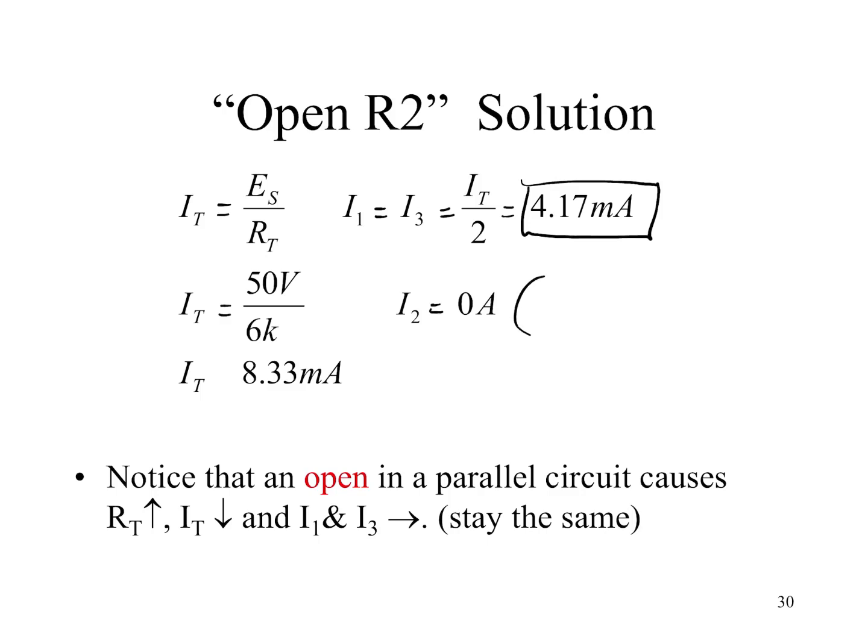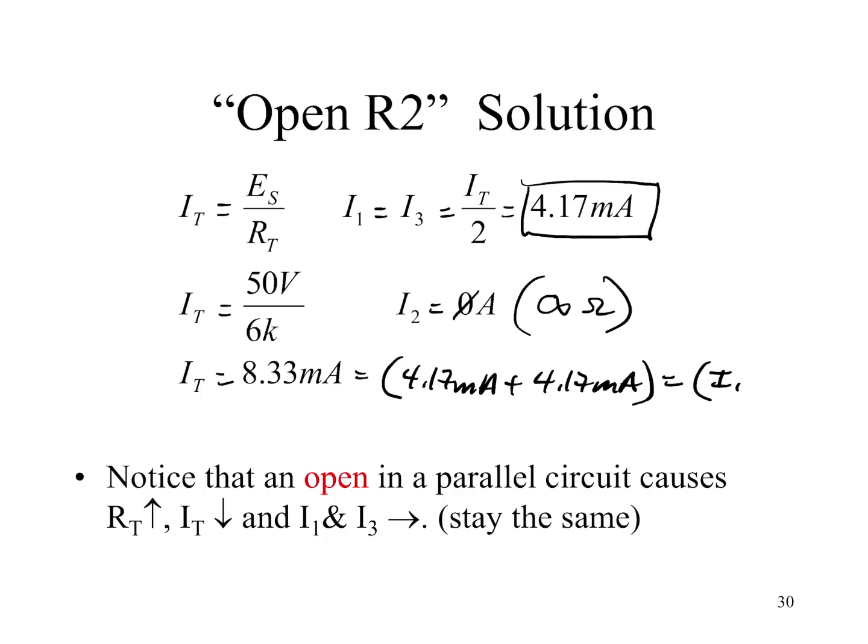I2, where we have the infinite ohms of resistance, is going to be a 0 amp current, and therefore we just have 4.17 times 2 as our total current. So I total was equal to 4.17 milliamps plus 4.17 milliamps, which was equal to an I1 plus an I3, because of course I2 is 0 amps.